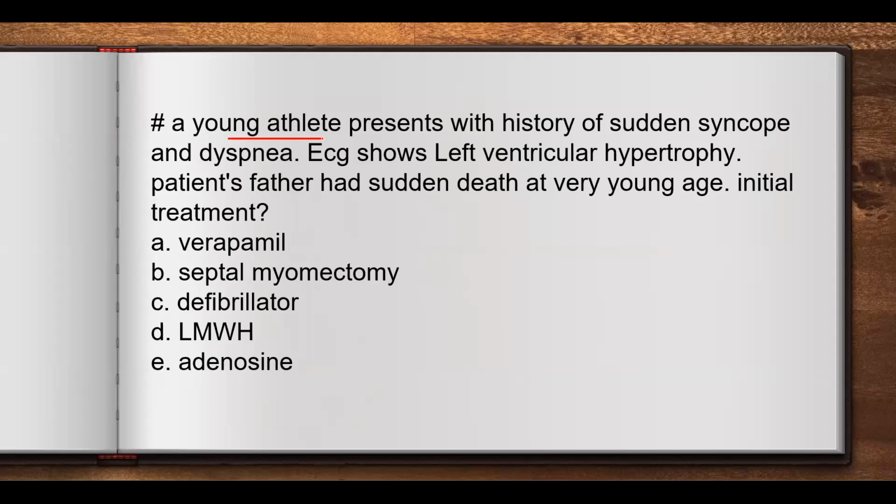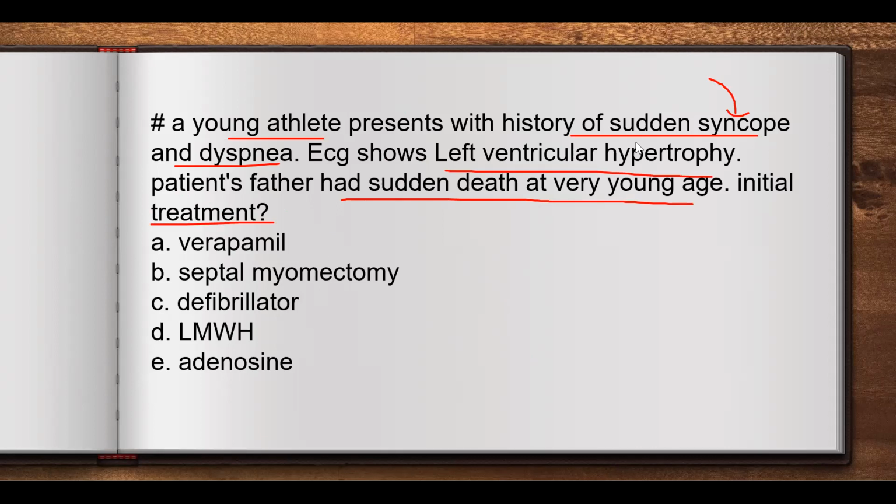Next, a young athlete presents with a history of sudden syncope and dyspnea. Syncope means loss of consciousness, as we discussed a little bit, and we'll discuss more tonight. The ECG shows left ventricular hypertrophy. The patient's father had a sudden death at a very young age. What is your initial treatment?